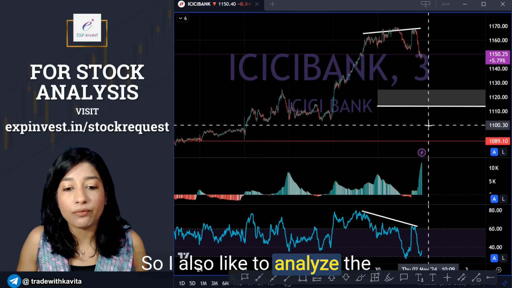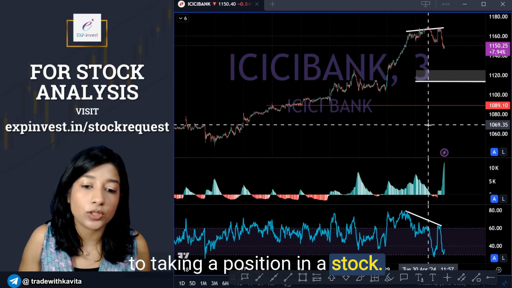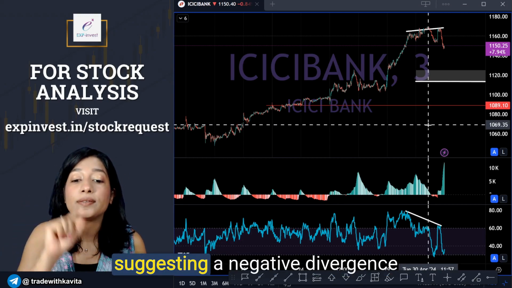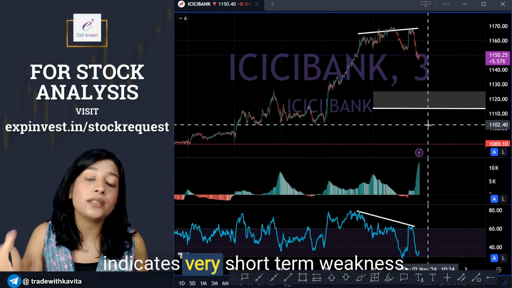So I also like to analyze the 3-minute time frame, especially when I'm very close to taking a position in a stock. The 3-minute time frame is suggesting a negative divergence on the RSI, which indicates very short-term weakness.